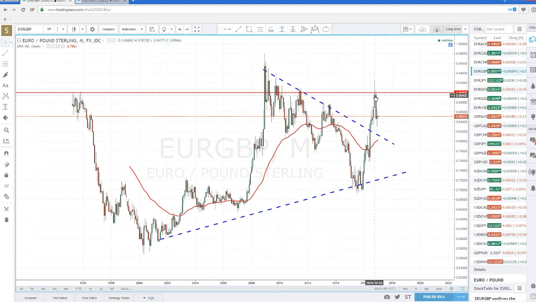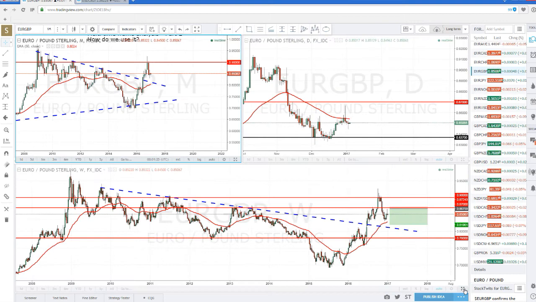So for the moment, I feel that we're going to have to come down and test this area here, somewhere around here, between 80 and 82 on the monthly chart. That's what I'm looking at. So at the moment, I feel we're bullish, but we need to pull back down to this area here. That's what this monthly chart says to me.